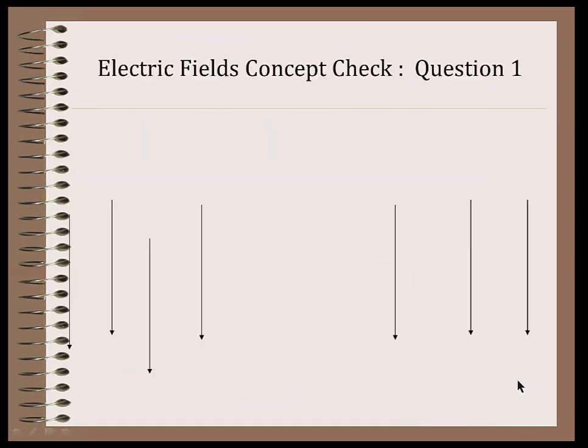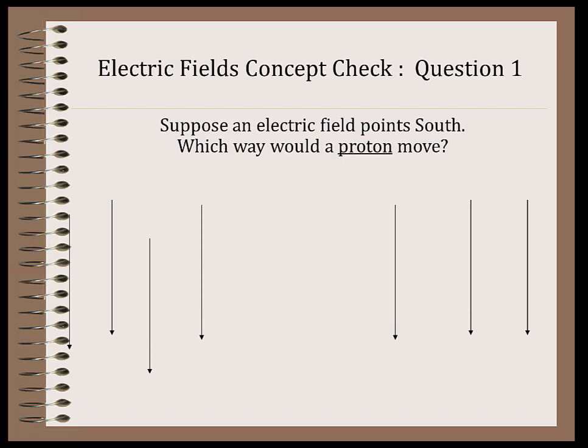So to wrap it up, we got a couple final electric field concept check questions to make sure you understand what's going on. First question, suppose an electric field points to the south, going down the page. Which way would a proton move in this electric field? Is it A, to the south? Is it B, to the north? Is it C, to the west? Or is it D, to the east? So would it be south down the page, north up the page, west to the left, or D, east to the right? Let's give you a second to see if you can figure this out.